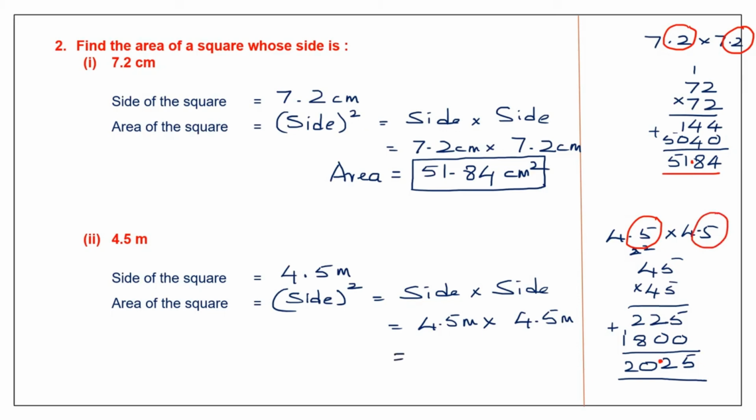So here we have 20.25. And we have found the area here. Area is 20.25 meter square. So we have found the answer to the second question. The area is 20.25 meter square.